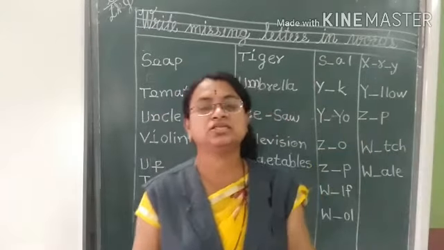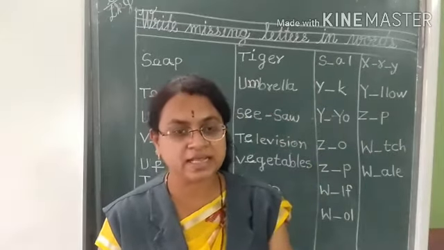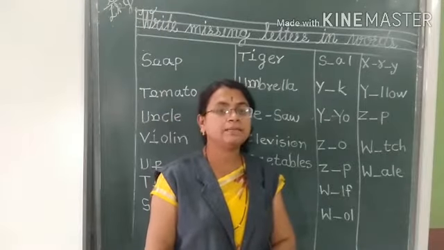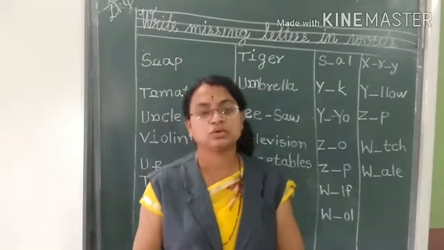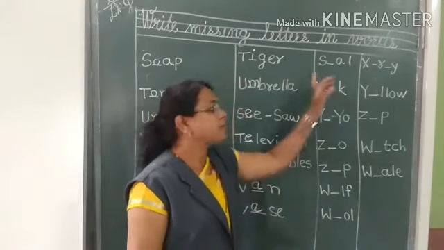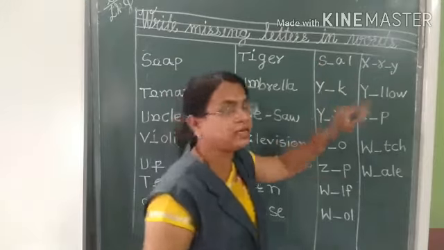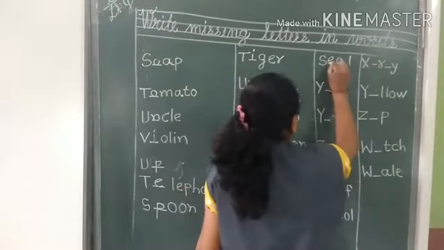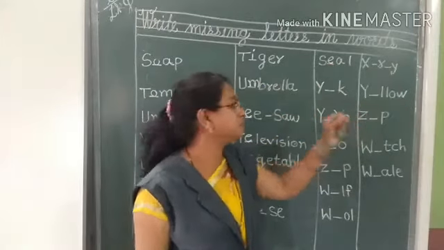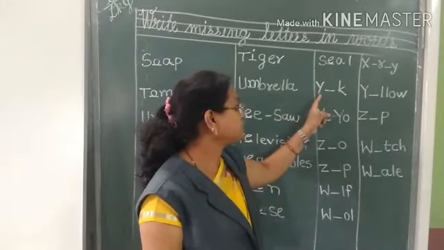S-A-L. This is the word silk. Which word is this? Silk. Silk means the one that lives in water, the seal. S-E-A-L. Seal. Which letter is missing after S letter? E letter. You write E letter. S-E-A-L. Seal. Read the next.